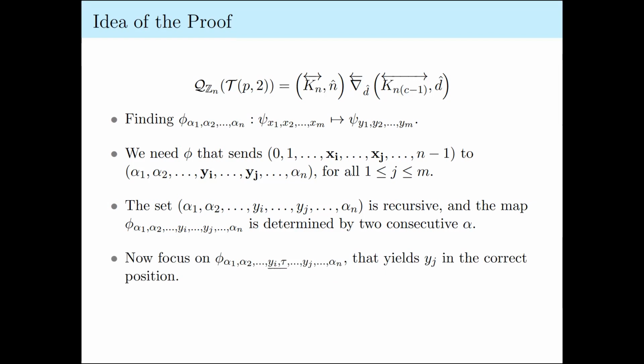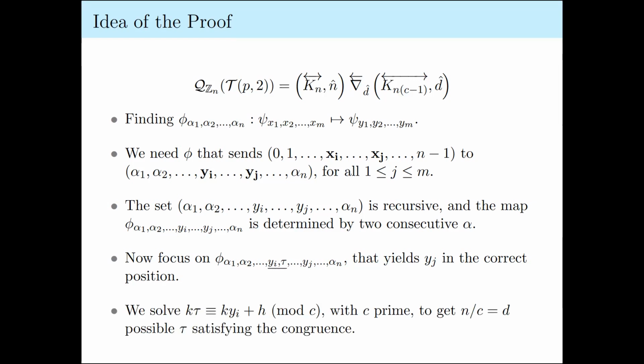In this case, we can further focus on the value coming after yi that, through the recursive formula, yields yj in the correct position. By using repeated substitution, we eventually find a congruence modulo c that must be met in order for tau to yield yj in that correct position. And because c is prime, we have d possible values for tau in Zn that satisfy this congruence. Using the work listed here, we find the second component of our quiver as well as the nature of the joining. The first component of our quiver uses the same proof as the previous theorem.